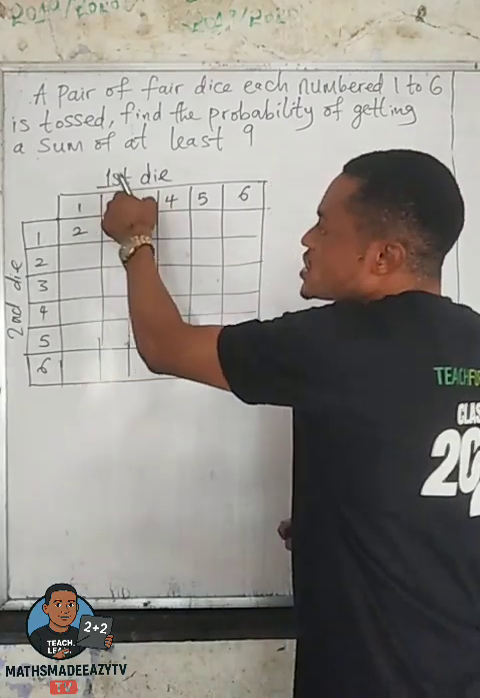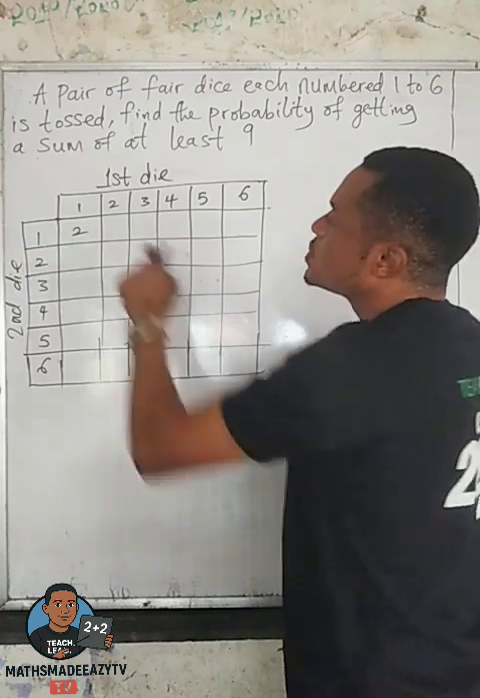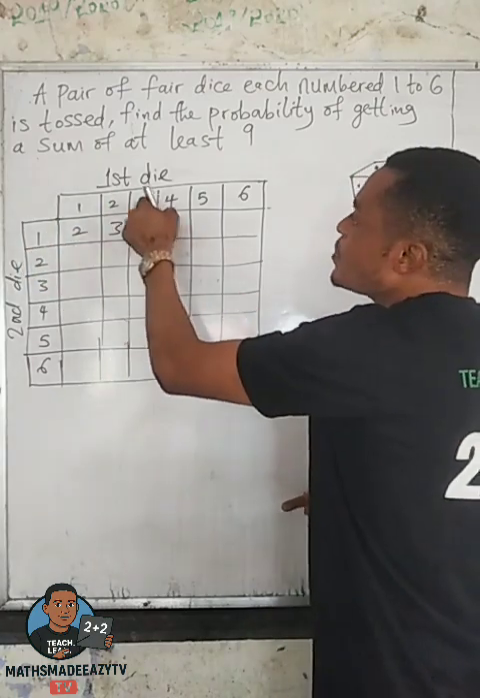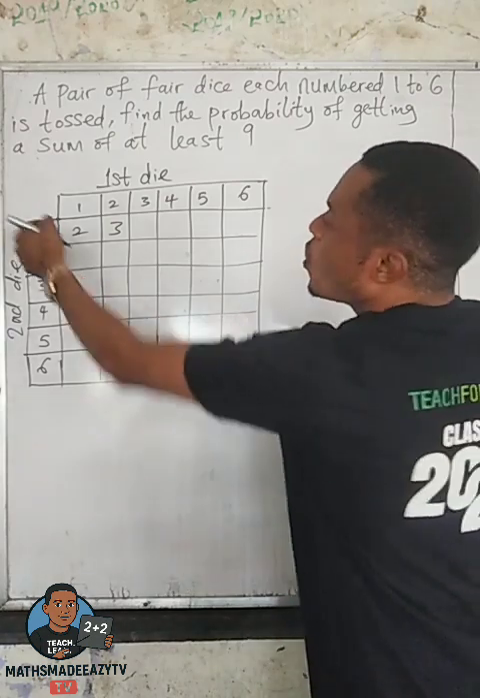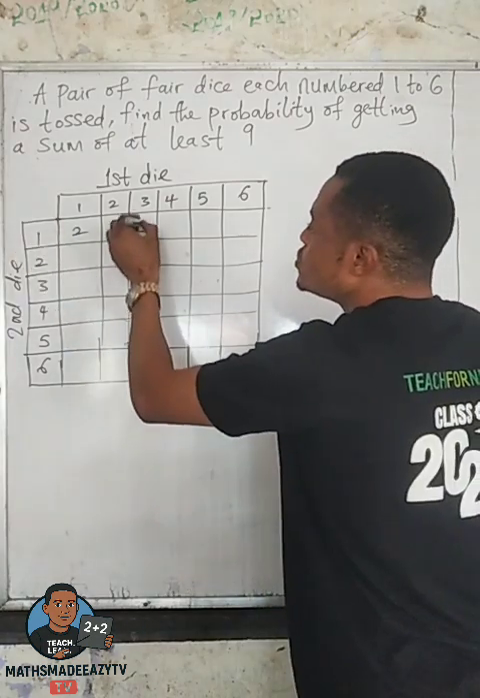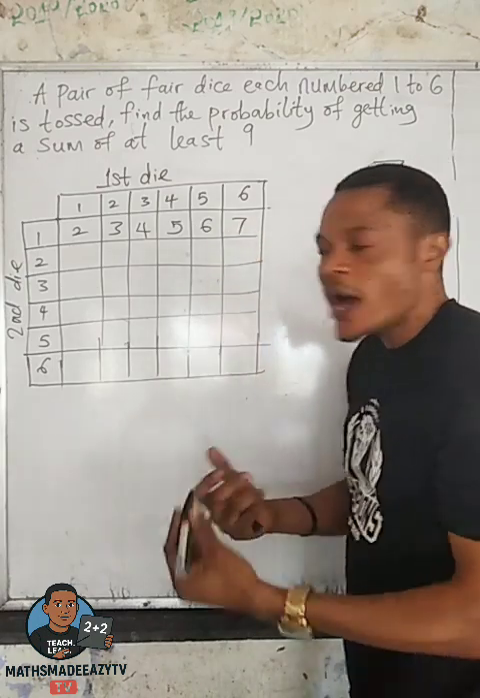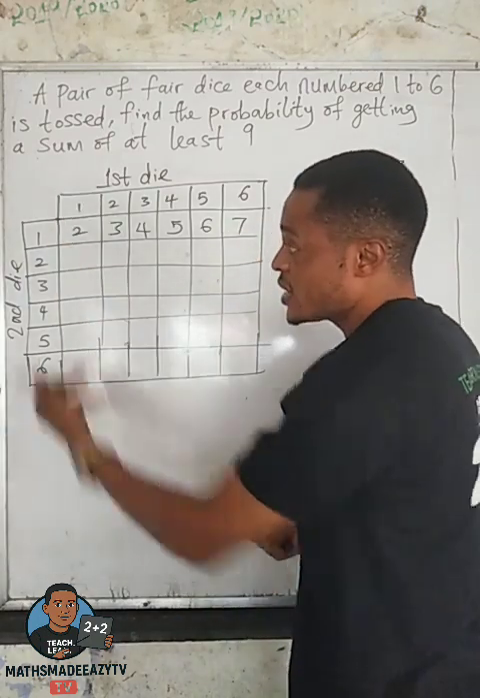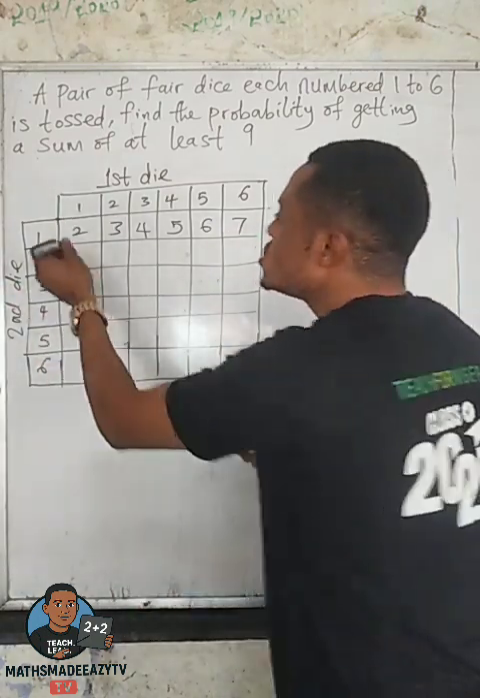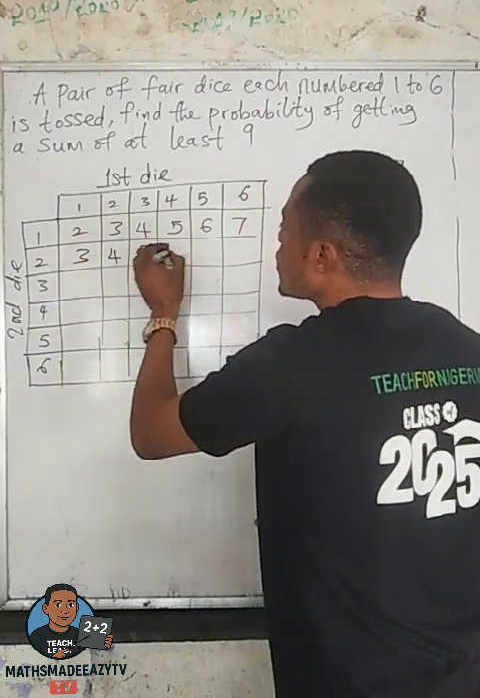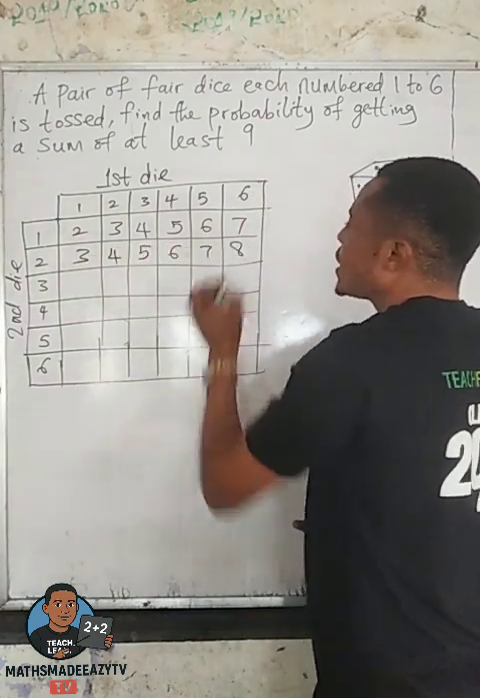When you throw the first die to be 2, and the second one results to 1, 2 and 1 will result to 3. At the same time, if your first die is 3 and the second one is 1, the addition of the two will be 4. Of course, this is 5, 6, and 7. You will agree with me that if the first die is 1 and the second one is 2, the sum of the two is going to result to 3, 4, we have 5, 6, 7, and 8.